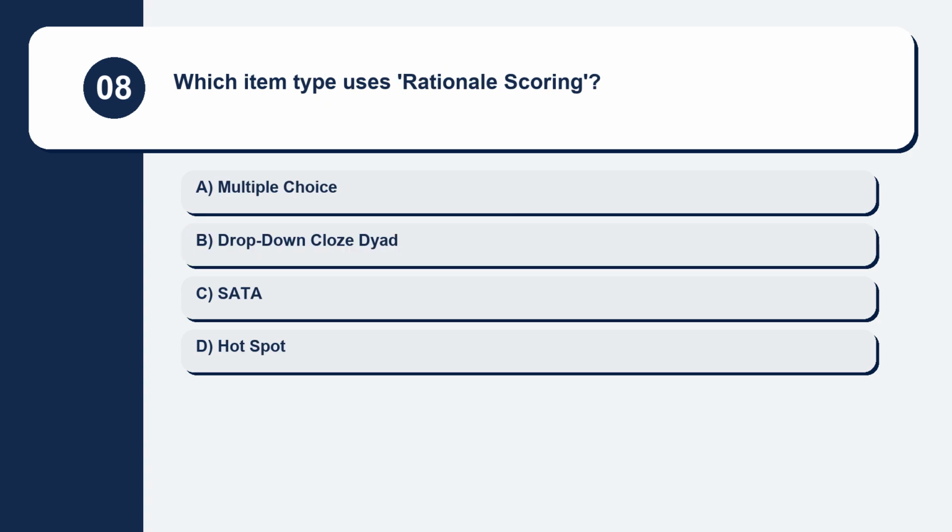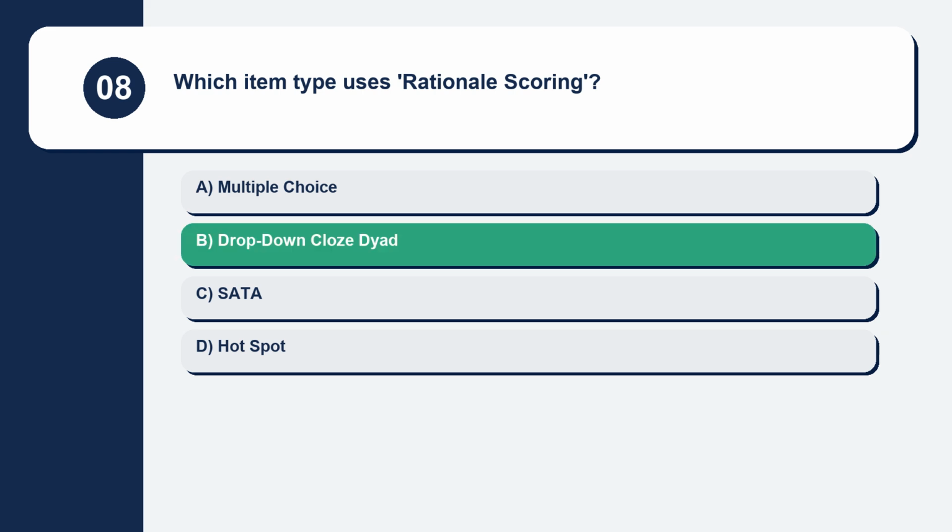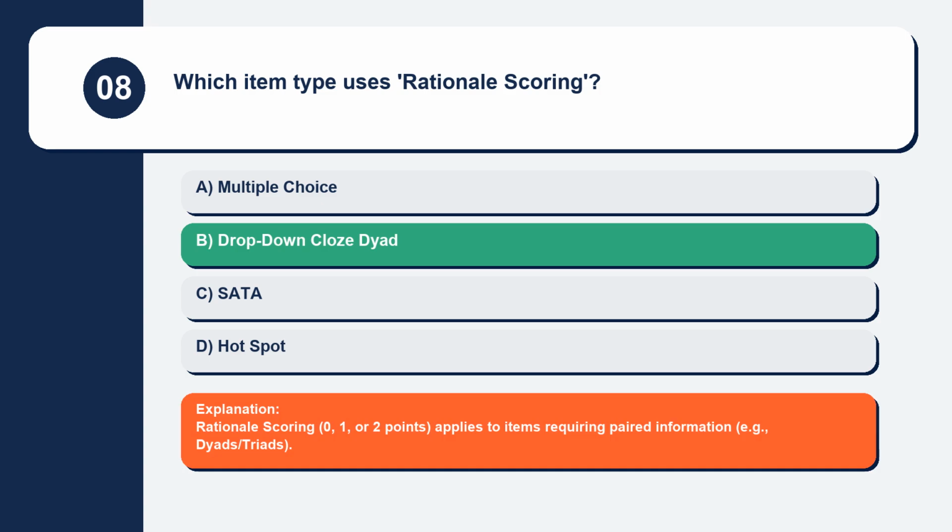Question 8. Which item type uses rationale scoring? Multiple choice, drop-down, cloze, dyad, SATA, hotspot. Rationale scoring, 0, 1, or 2 points, applies to items requiring paired information, for example dyads and triads.